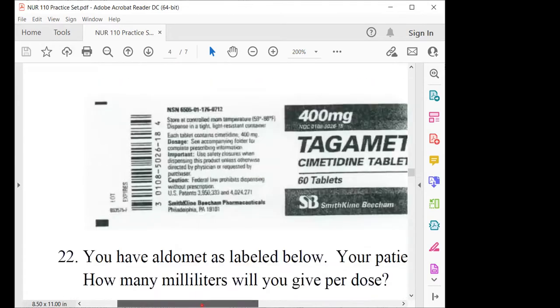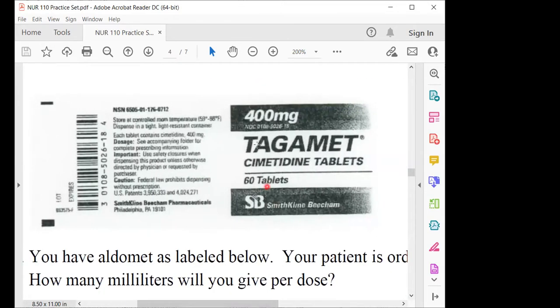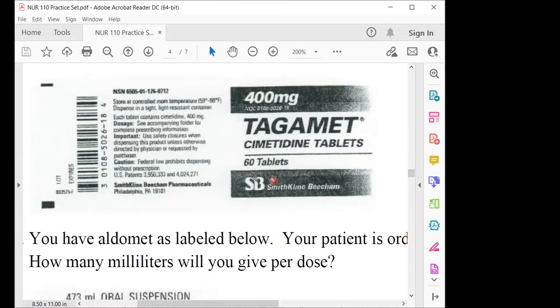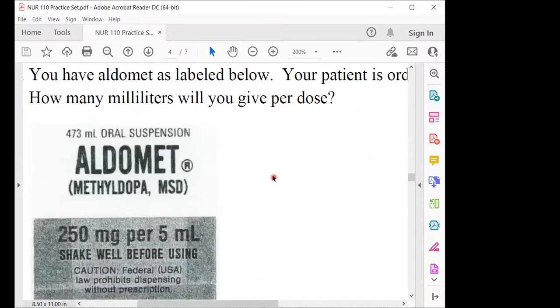Here's another medication, Tagamet tablets, 400 milligrams. So it just tells you on the label, but notice that each label looks a little bit different. Some of that is because obviously there are different pharmaceutical companies. So SmithKline, Pfizer, they're going to look different depending on how they made it.